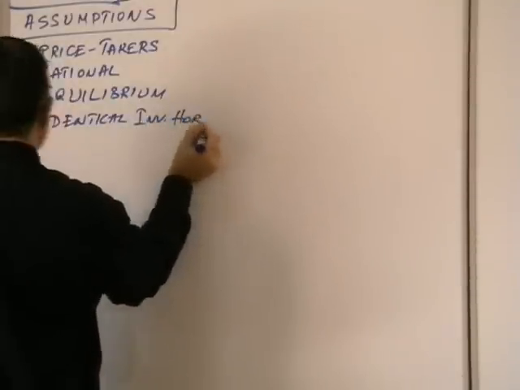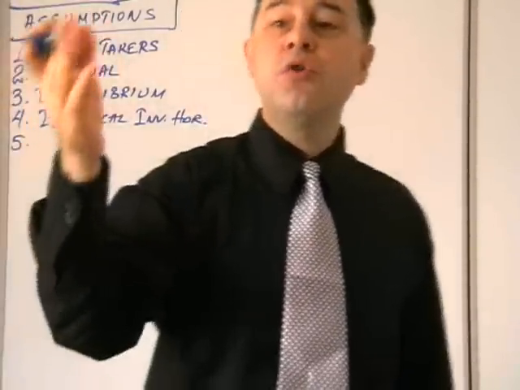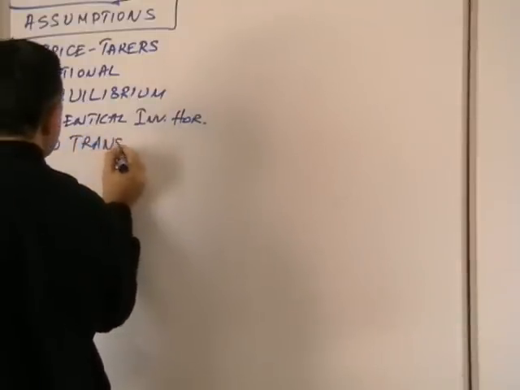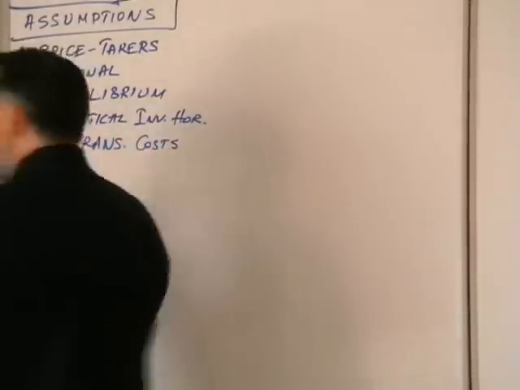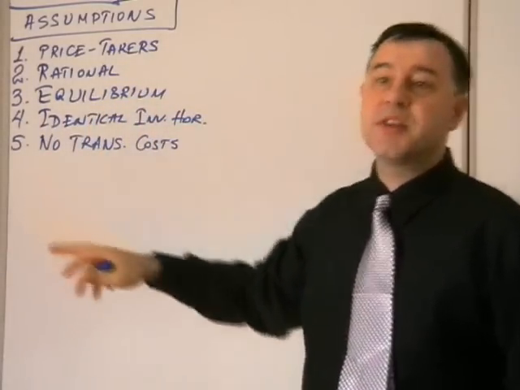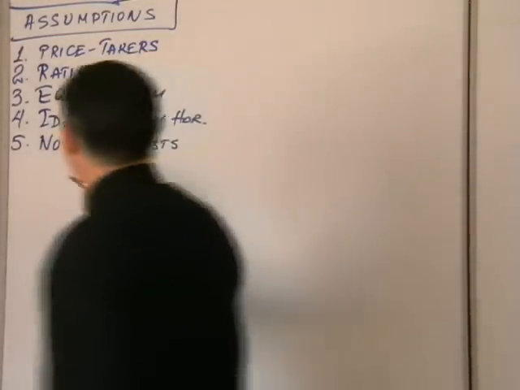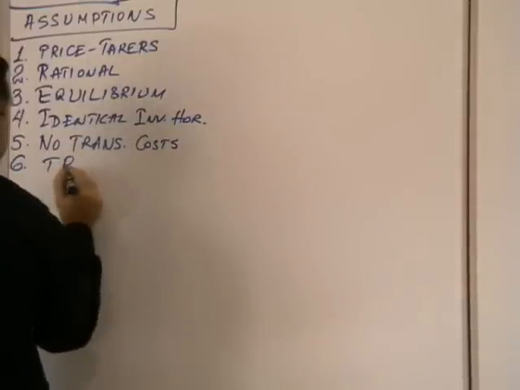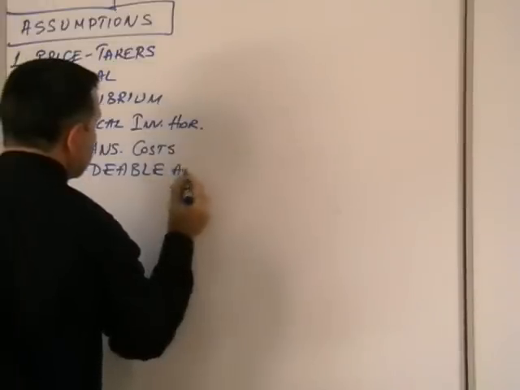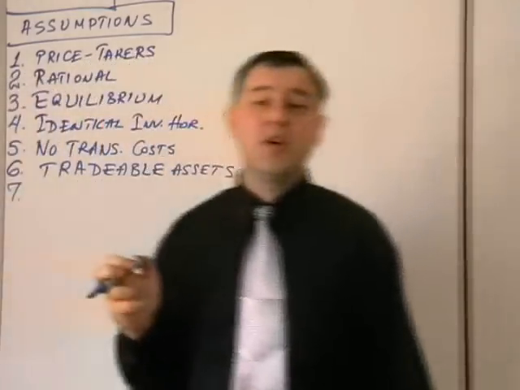Investment horizon. Another one was no transaction costs, no taxes. Actually, usually taxation falls under the transaction cost category. Another is publicly traded, so tradable assets.